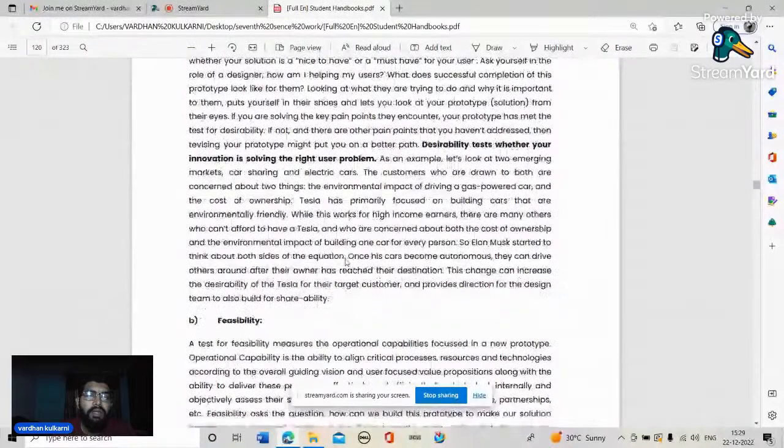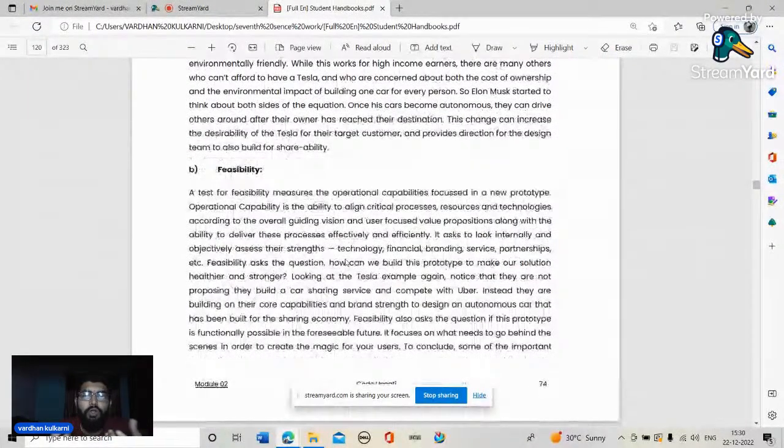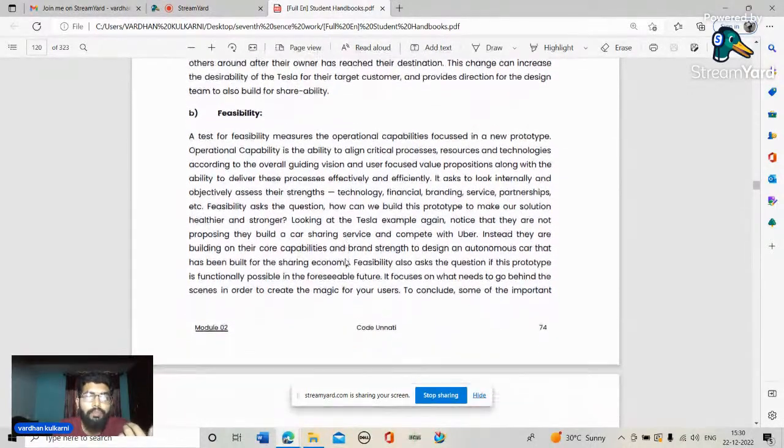The test for feasibility measures the operational capabilities focused on the new prototype: the ability to align the critical processes, resources and technologies according to the overall guiding vision of user-focused value propositions, along with the ability to deliver the process effectively and efficiently, right? It can also look internally and objectively assess strengths, technologies, financials, branding, services, partnerships, etc. Feasibility asks the question: how can we build the prototypes to make our solutions healthier and stronger?